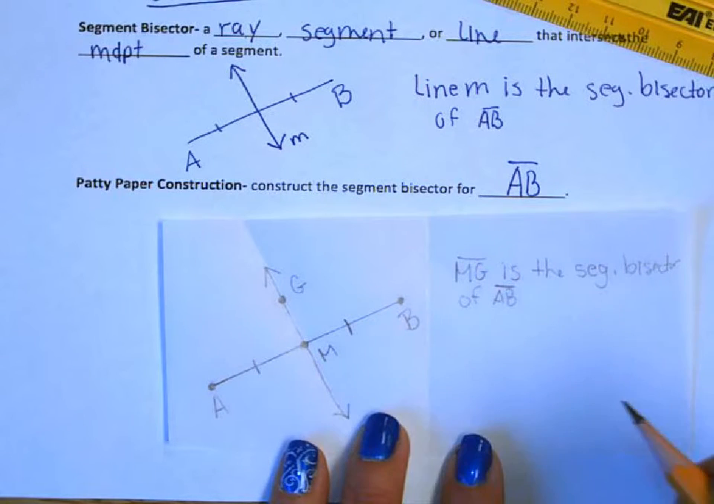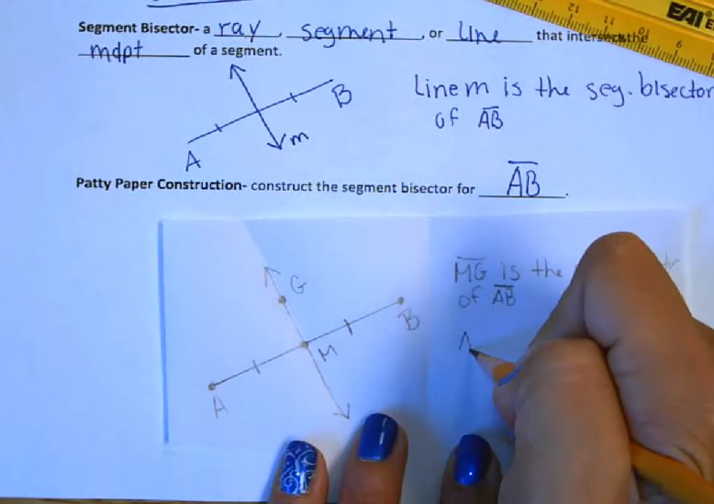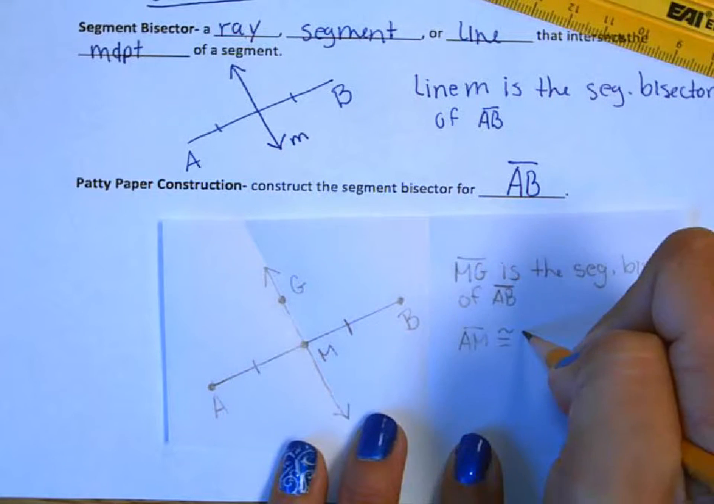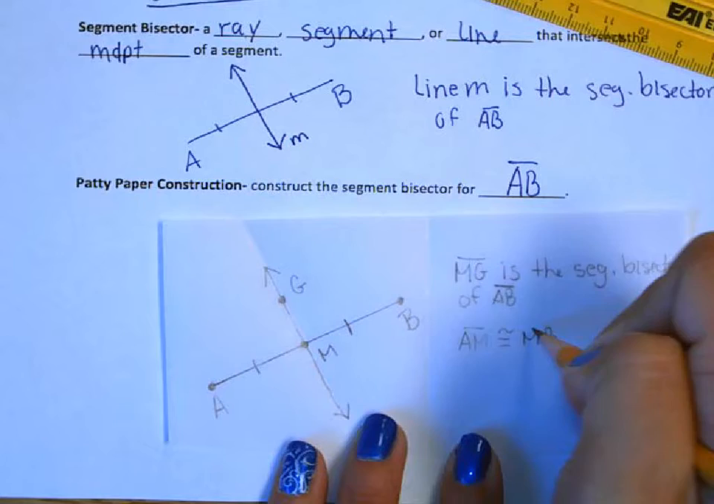Nick? AM and MB are congruent. That's it? What are AM and MB? What objects are they? Segments. Segment AM is congruent to segment MB. Perfect.